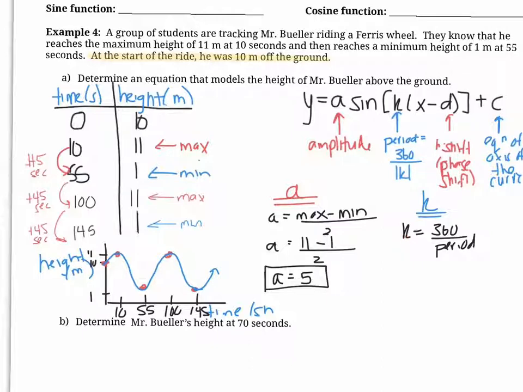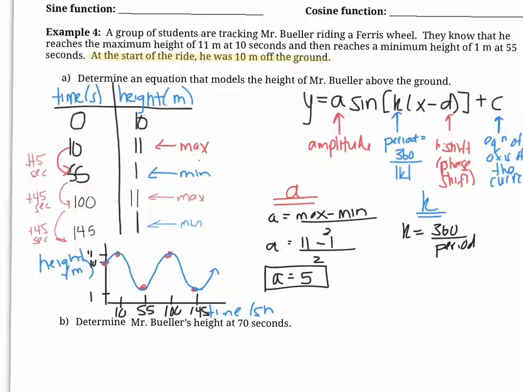So we don't know the K value, but can we find the period? The period is the length of one cycle. So if we use our little sketch, it's really easy to tell how long one pattern takes. Well, I can look at it from here to here, from here to here. How long is that? How long does it take to get from 10 seconds to 100 seconds?